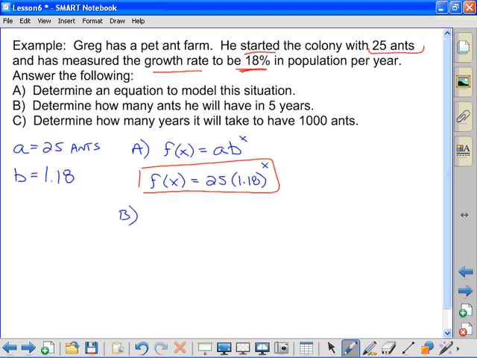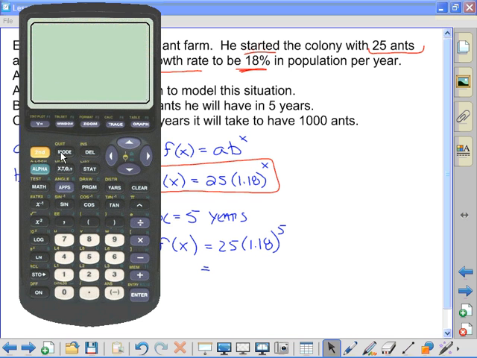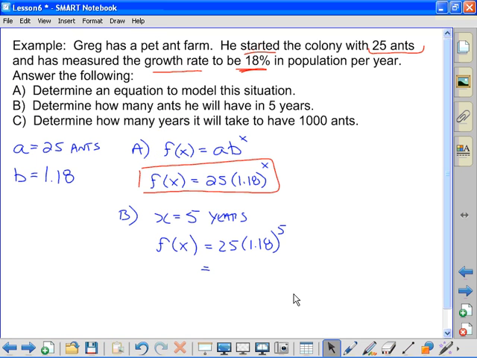B part then: determine how many ants we'll have in 5 years. So we've been given x equals 5 years. This is just plugging into the equation, making sure that you can use the calculator to punch in an exponential expression. So I'll bring that up: 25 multiplied by 1.18 exponent 5. We've got about 57.2.